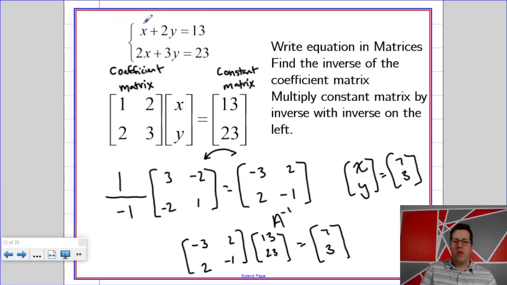Let's go take a look. 7 plus 6 is 13. 14 plus 9 is 23. This is correct. It took me more time to check than it did to find the solution using a matrix equation. Again, that just seems pretty neat.